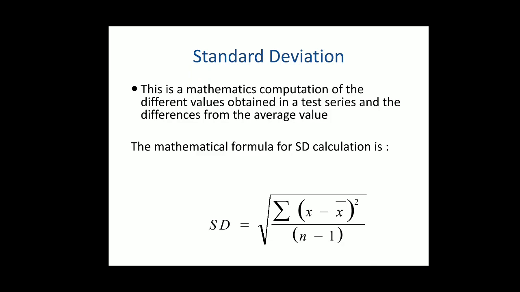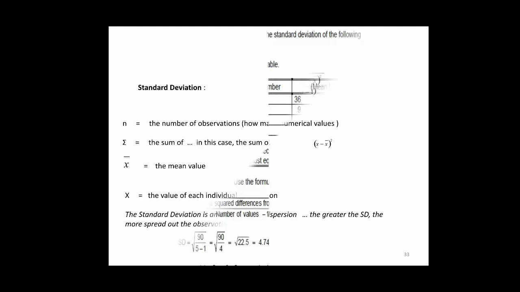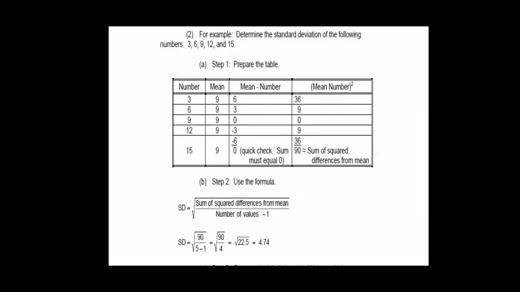Then we have to calculate standard deviation. Standard deviation is calculated by this formula: square root of sigma (x minus x-bar) squared divided by n minus 1, where n is the number of observations, sigma is the sum of all the cases, and x-bar is the mean value. Here you can see how the standard deviation is calculated. Just have a look at this table and the formula used, and how it is applied.